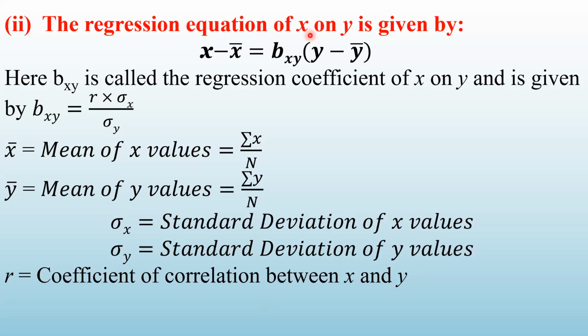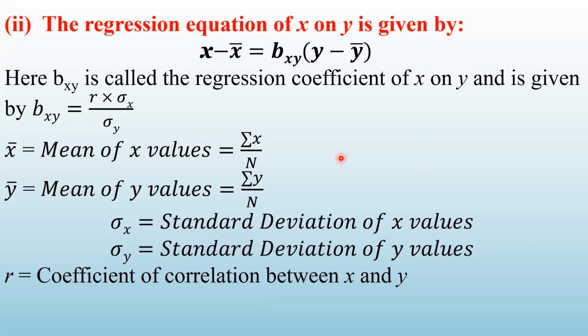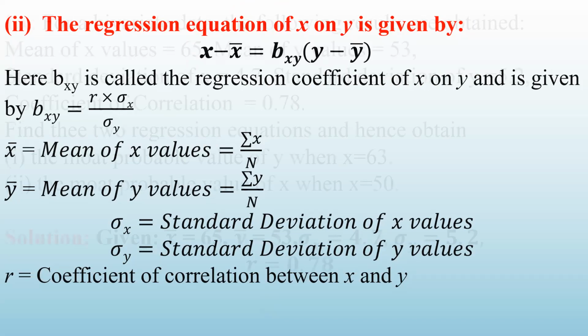So regression equation of x on y is used when you have to find out the value of x when y is given. And regression equation of y on x is used when you have to find the value of y when x is given to you. So we will solve one problem to illustrate this.